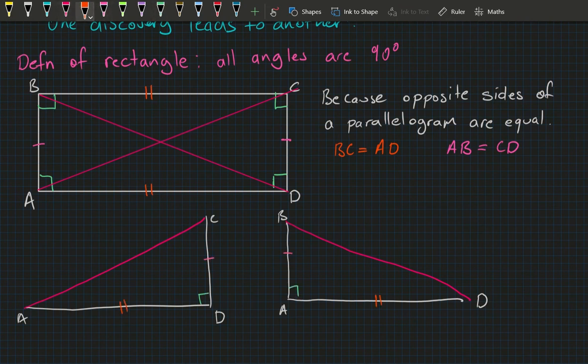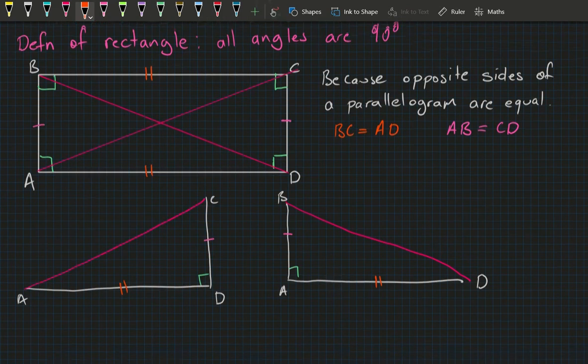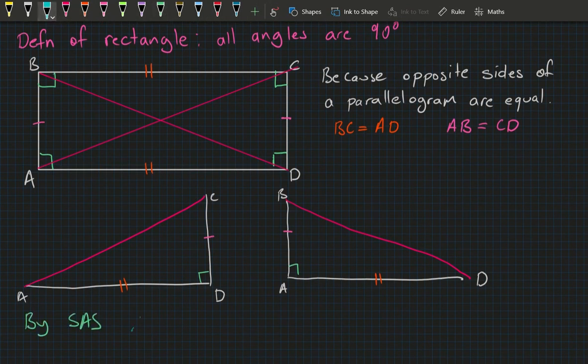So now we've got two sides with the same length and the same angle between them. So by SAS, the triangle ABD is congruent to the triangle ACD. And so that means all angles are the same and all side lengths are the same. So the corresponding side BD has to be equal to AC.